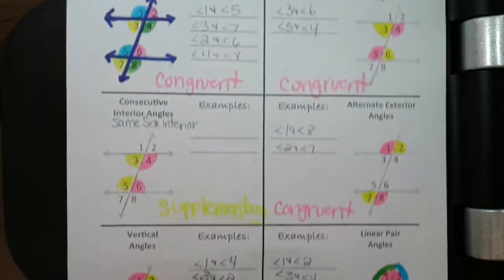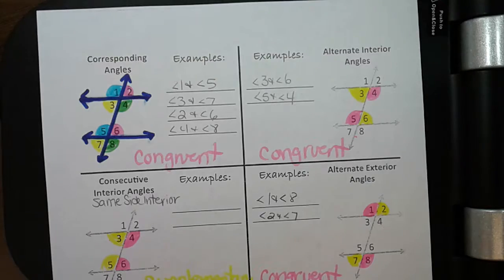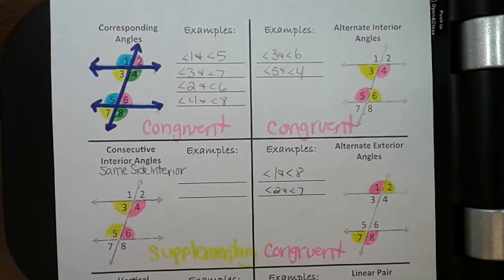So there you have it. There are your rules for all of the angle pairs formed by parallel lines cut by a transversal.